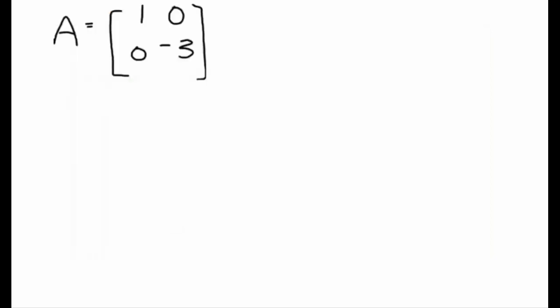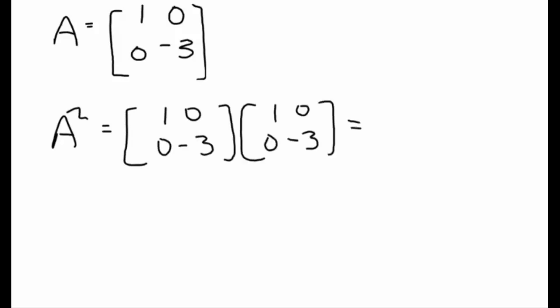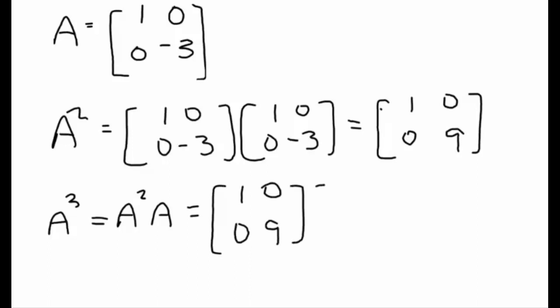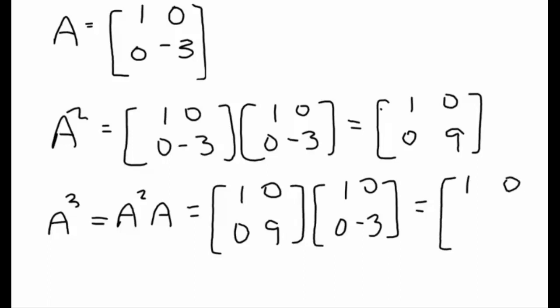If we had this matrix A, we could calculate A squared by doing the multiplication A times A. And I'll let you check that when we do this multiplication, we get the matrix 1, 0, 0, 9. A cubed is really A squared times A, so we could do the multiplication 1, 0, 0, 9 times 1, 0, 0, minus 3. And once again, you should take the time to actually perform this multiplication. You should get 1, 0, 0, minus 27.